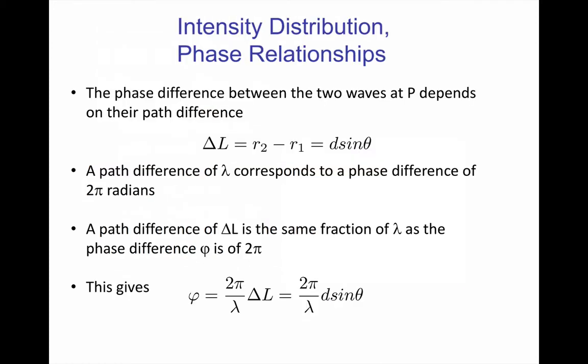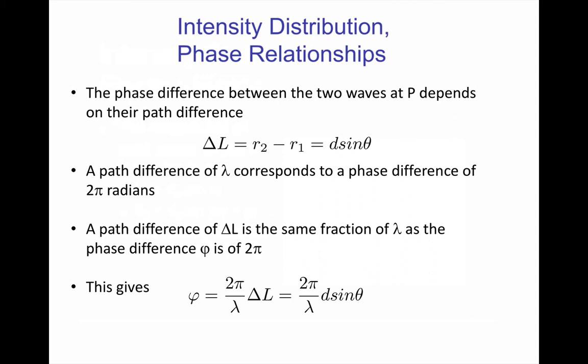So the phase difference depends on the path length difference between the two. We already have the expression for the path length difference between R1 and R2, which is delta L equals d sine theta. Now, if the path length difference is a whole wavelength, that corresponds to a phase difference of 2 pi radians, which is one complete wave. If the path length difference delta L is some fraction of a wavelength, then the phase difference phi will be the same fraction of 2 pi.